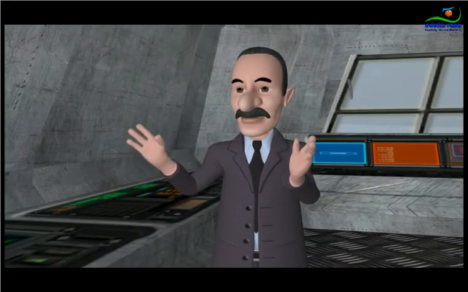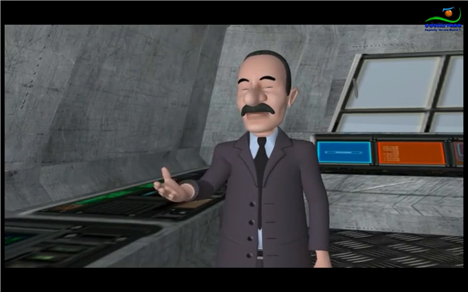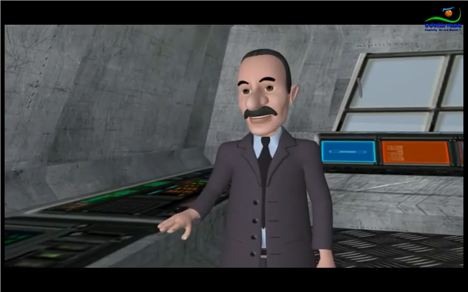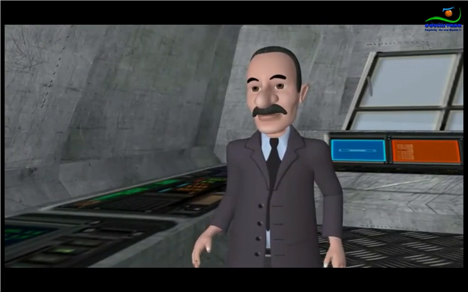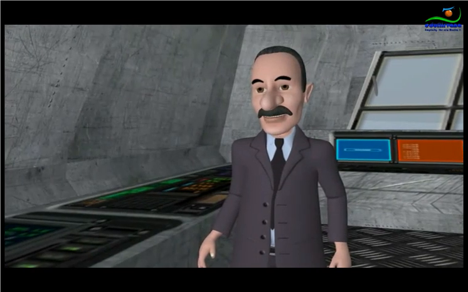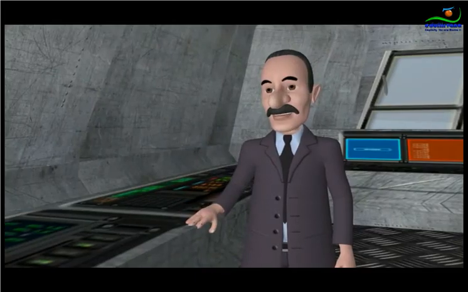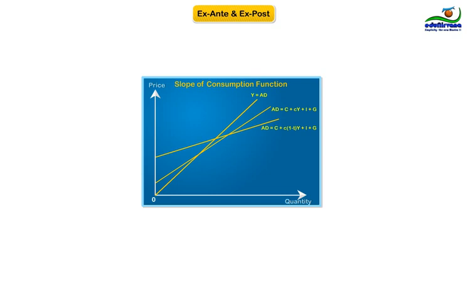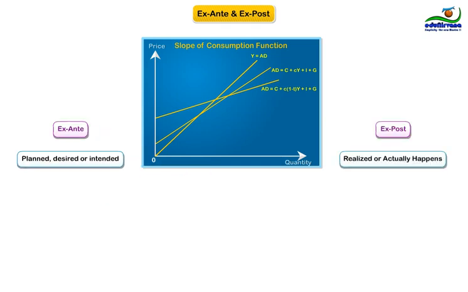Ex ante and ex post. Before we close our discussion on this topic, I would like to tell you two technical terms that are generally used in analysis, and you will find them in all kinds of economic policy papers published by government and central bank. These two terms are called ex ante and ex post. Ex ante and ex post, a distinction coined by Swedish economist Gunnar Myrdal, is between what is planned, desired or intended, which is ex ante, and what is realized or actually happens, which is ex post.